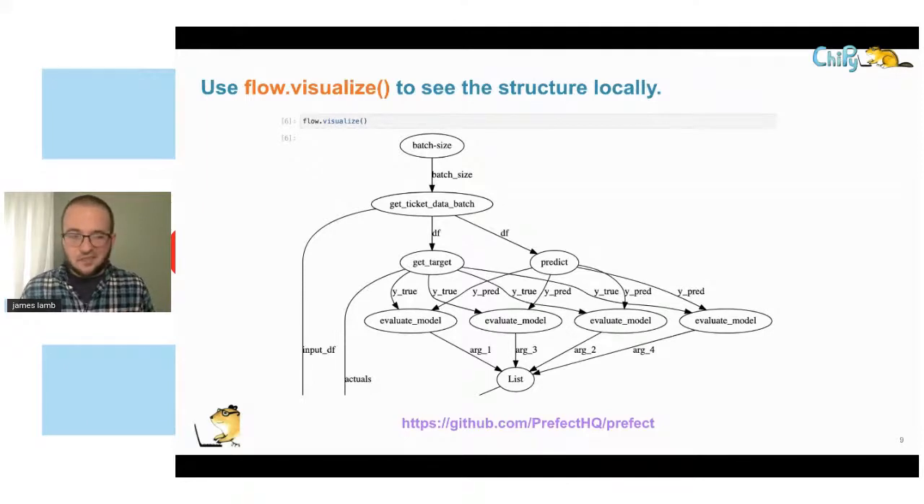If you have GraphViz installed, you can also see a schematic of the graph. You can see the data dependencies between tasks and the order of them just by running flow.visualize right inside a Python process. So again, no need to stand up any sort of external service to visualize the flow. You can just do that directly in your Python session, which is sweet.